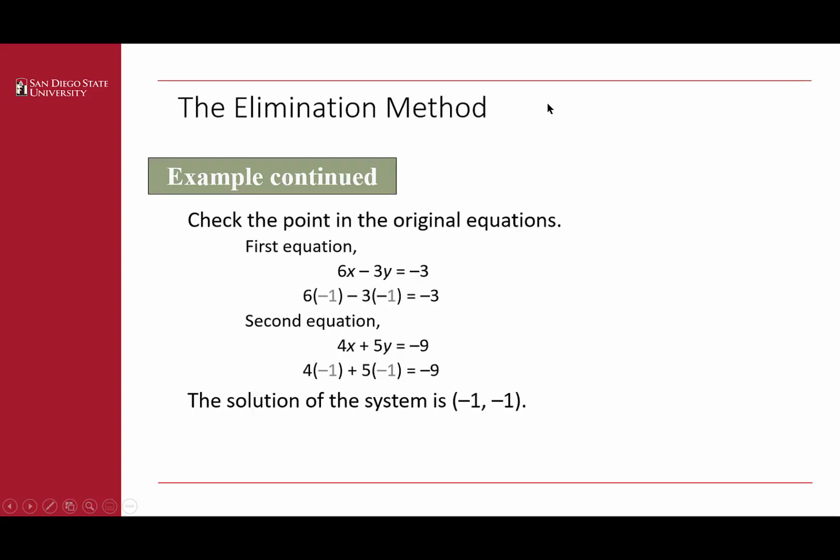So what we should do in the final step is check the point in the original equations. If we write minus 1 for both x and y, in the first equation we will get 6 times minus 1 minus 3 times minus 1 equals minus 3. And for the second equation we will get 4 times minus 1 plus 5 times minus 1, which is equal to really minus 9. So this point we have found in the previous step is actually a solution of the system.